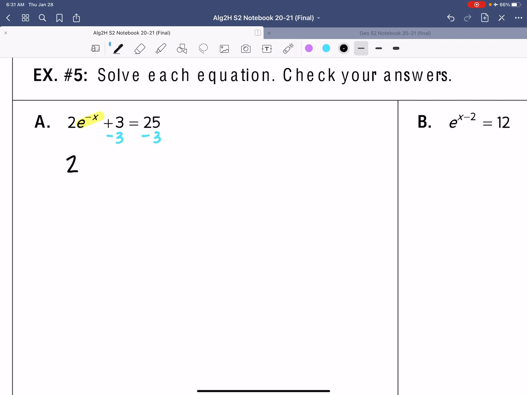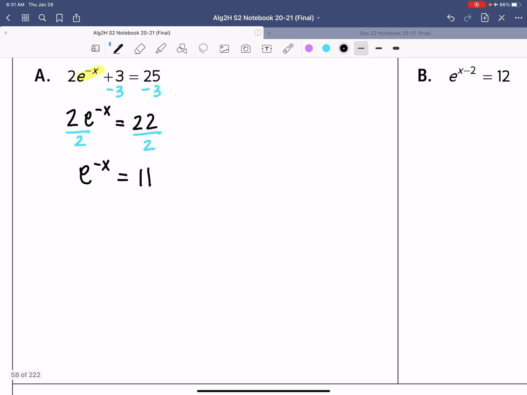So we have 2e to the negative x equals, it's going to give me 22. Then we can divide each side by 2. So we have e to the negative x equals 11. Okay, so now from here, to get something out of an exponent, so that x is in an exponent, this is where we do the inverse function using a logarithm.